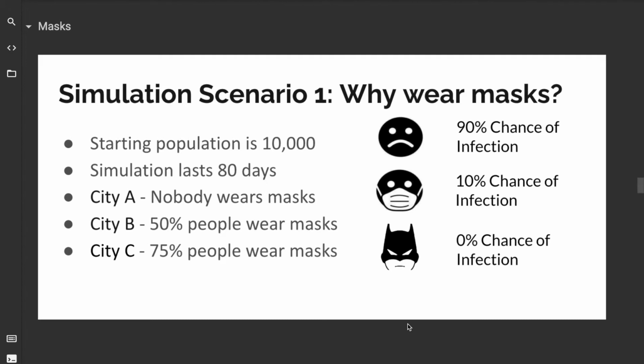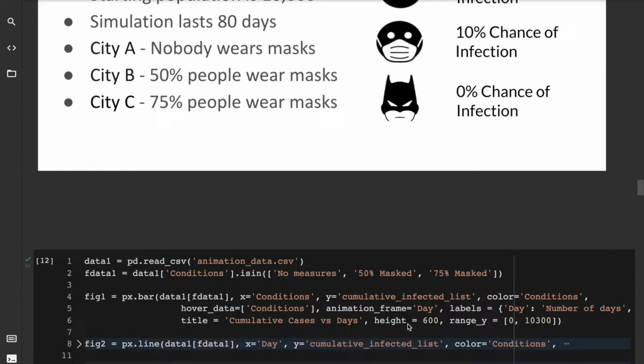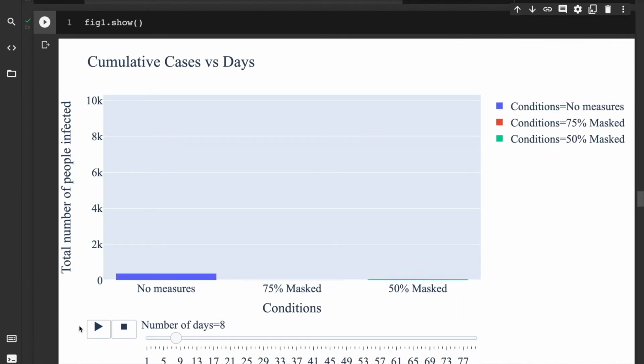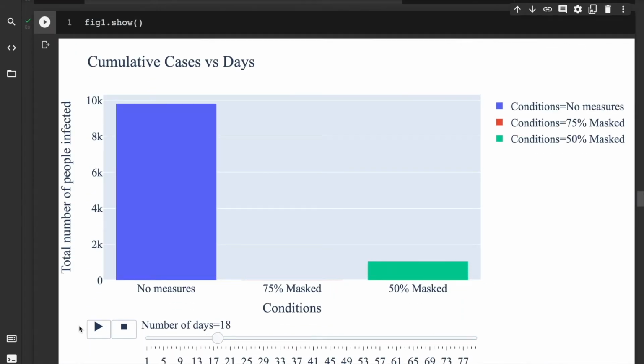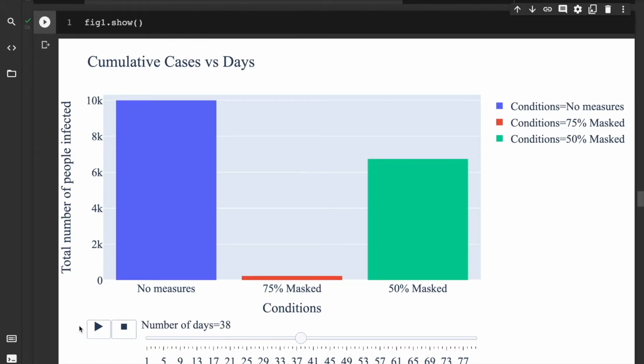We have three cities: A, where nobody wears masks; B, where half of the people do so; and C, where 3/4 of the people wear masks. Each population starts with 10,000 people. Cases in city A quickly shoot up and cover the entire population. The rise in city B is much slower and the total infections are lower than city A. Same for city C, but even more drastically.